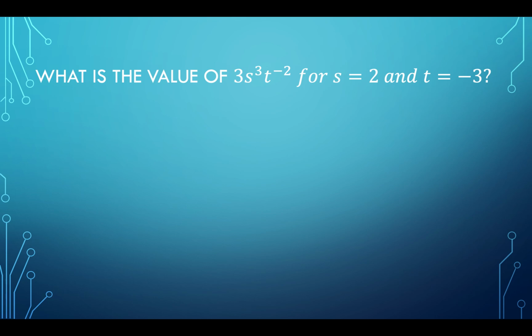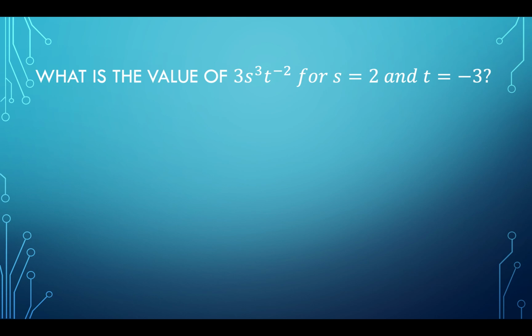So let's try this. We're going to evaluate exponential expressions. Now I'm going to give you a value for the variables, and you're going to plug in and evaluate. What is the value of 3 times s to the third times t to the negative 2 when s is equal to 2 and t is equal to negative 3?